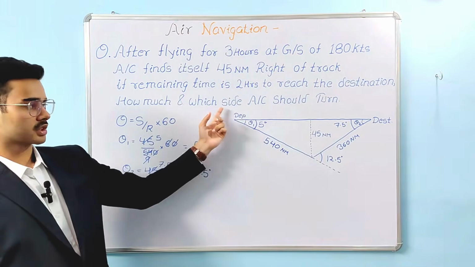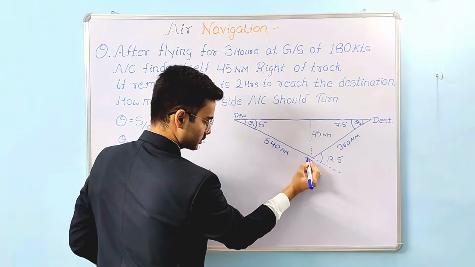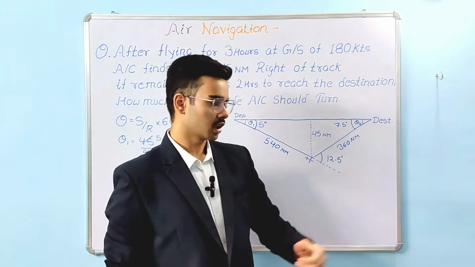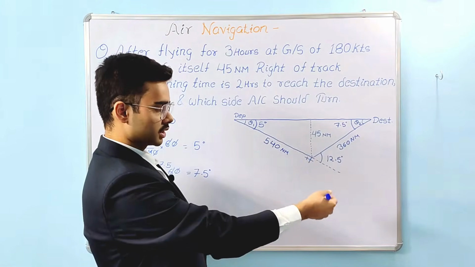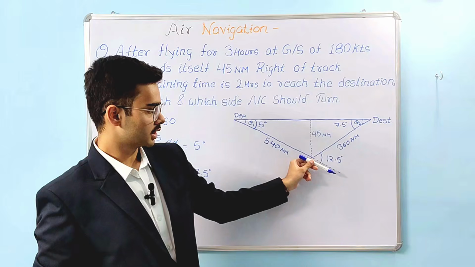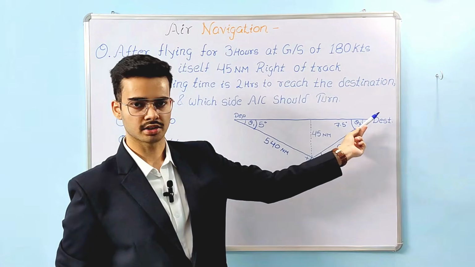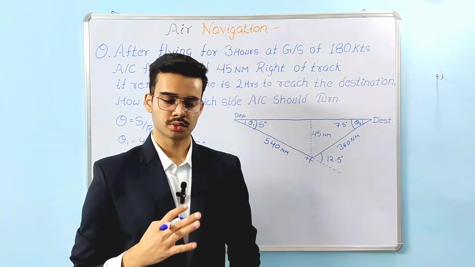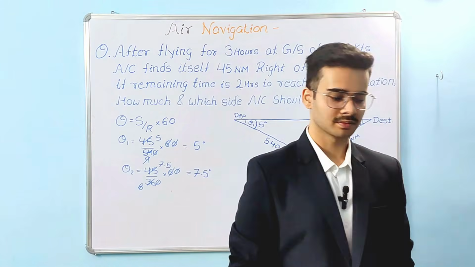And also, which side should the aircraft turn? Currently we are facing almost southeast. We need to change our heading. We need to turn left. I hope it's easy to understand. We are facing here. Our destination is that side. We need to turn left to reach the destination. That's why the answer will be 12.5 degrees to the left side. And now we are done with the second question. Please note it down.